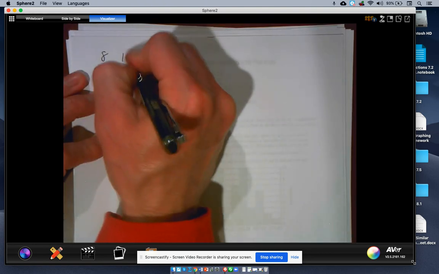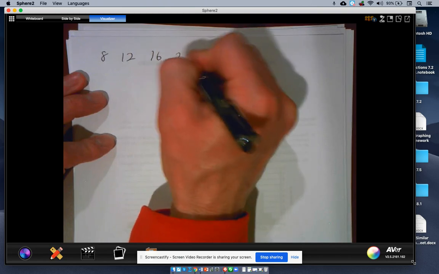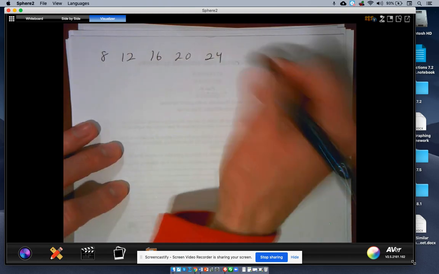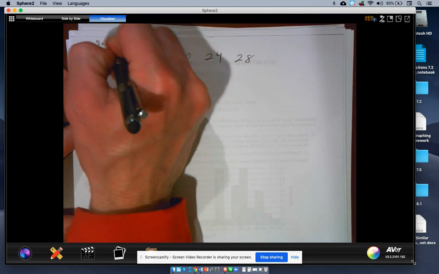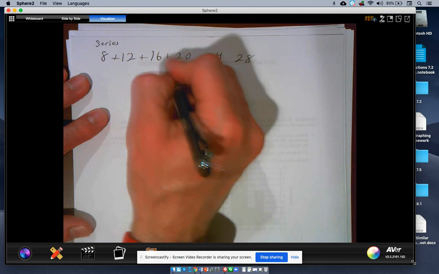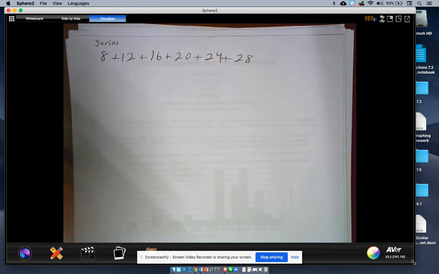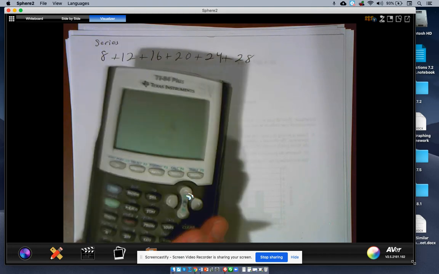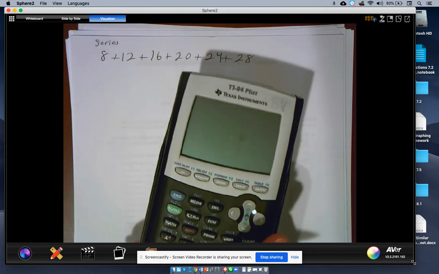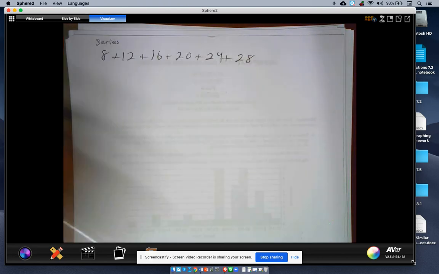All right, so what if you saw something like this? And it said 8, 12, 16, 20, 24, 28, and it said that it's a series. So immediately when you see series, you do this: plus, plus, plus, plus, plus. We have to add up all those. But instead of taking the calculator and just going 8 plus 12 plus 16, I'm going to use the formula, because eventually there may be 40 numbers there, and that doesn't sound like much fun on the calculator.